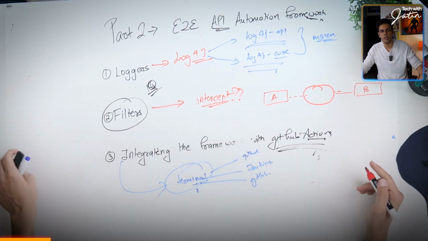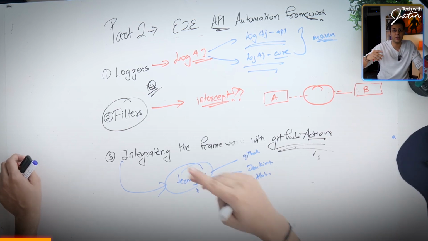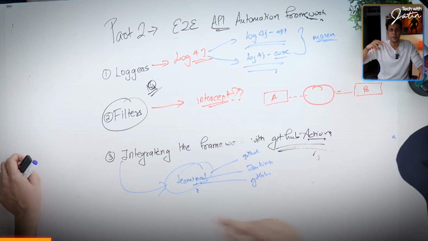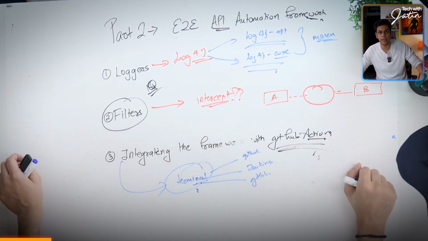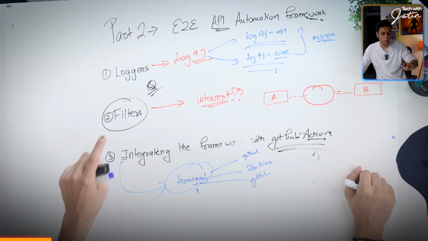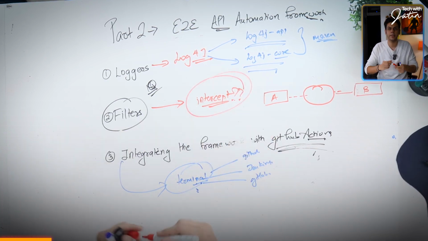If you have seen any football match, someone is trying to pass the ball from one player to another player, but in between the opponent player comes into the picture and tries to take the ball from there. That's what intercept means. So when you look at filters, filters are always meant for intercepting.